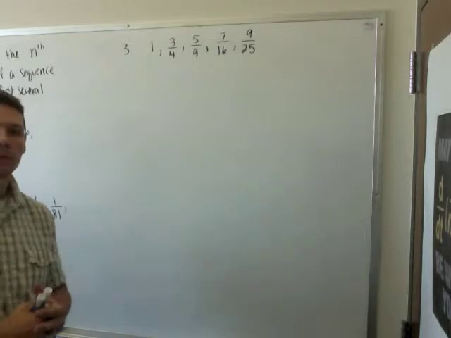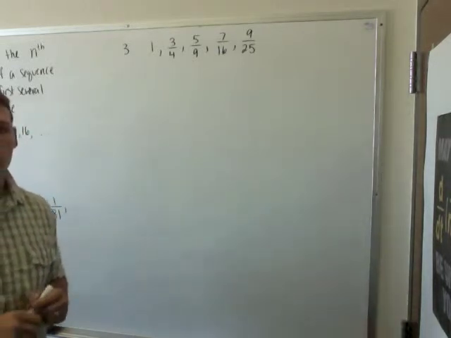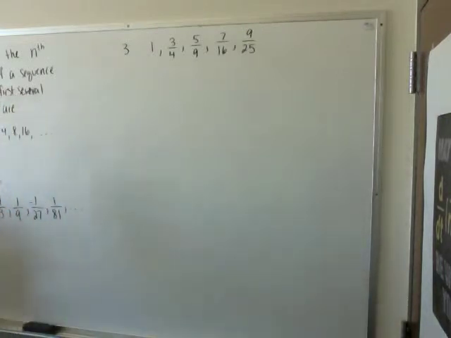Sometimes what we'll be given is the actual sequence of numbers, and we want to find a formula for it. Okay? So I've got a problem here. It says find the nth term of a sequence. That is, find a formula that defines a sequence whose first several terms are given. So I'm giving you the terms. What we've got to do is find the formula that would create these terms of the sequence.